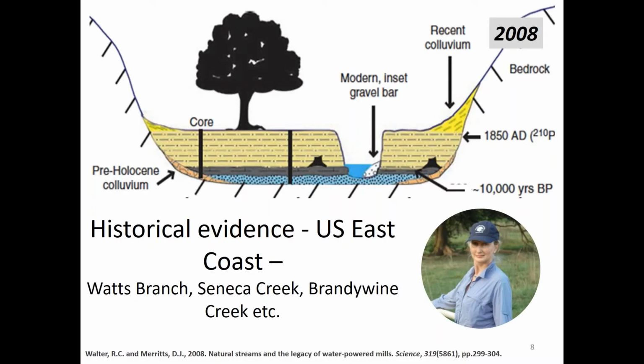And about the time that Colin and I were working together, this paper came out from Dorothy Merritts and Bob Walter. That was really an aha moment for a number of us. What this paper showed, that they did detailed radiocarbon dating of alluvial deposits in U.S. East Coast watersheds. And they found at the bottom of these alluvial deposits well-developed soils and hand-cut tree stumps, the soils being on the order of about 10,000 years old. And the tops of these deposits are about 1850 AD.